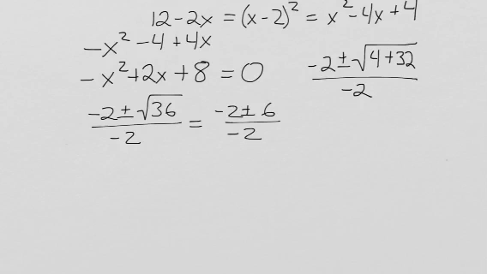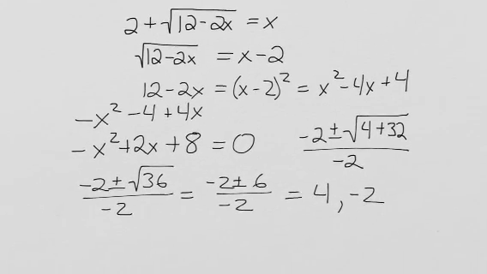So the two answers that we get out of this is that we have negative 2 minus 6 over negative 2. So that's going to be negative 8 over negative 2, which gives us 4 as one possible answer. And then negative 2 plus 6 gives us 4 over negative 2, which gives us negative 2 as the other possible answer. Now for a radical equation, when you start with a radical, you always have to take these answers back and plug them in to make sure they work.